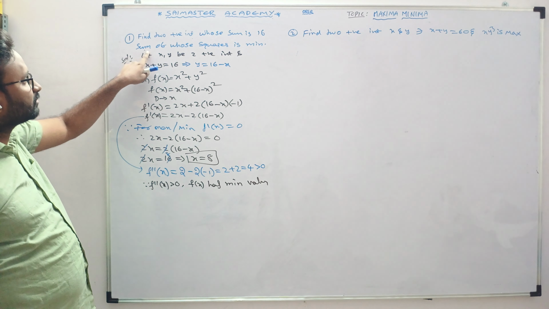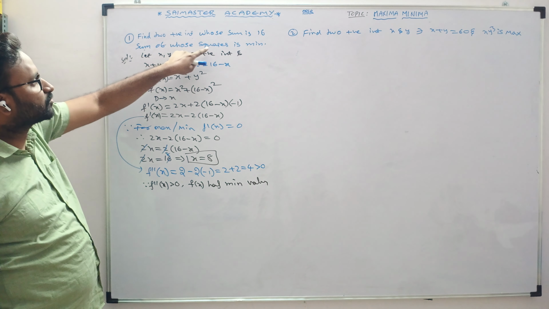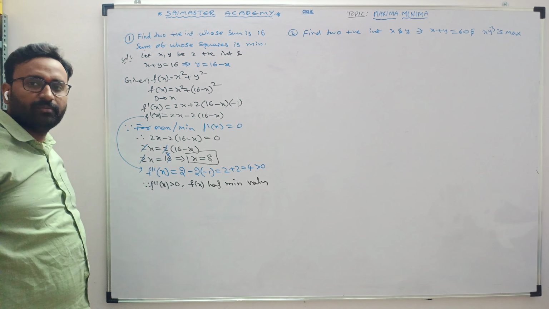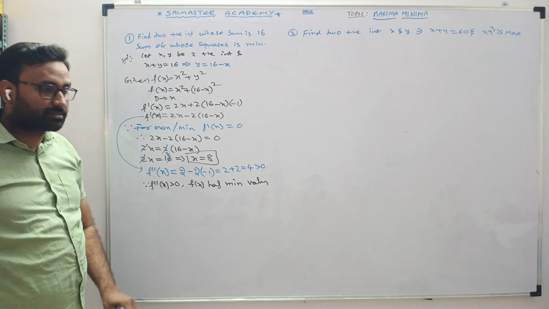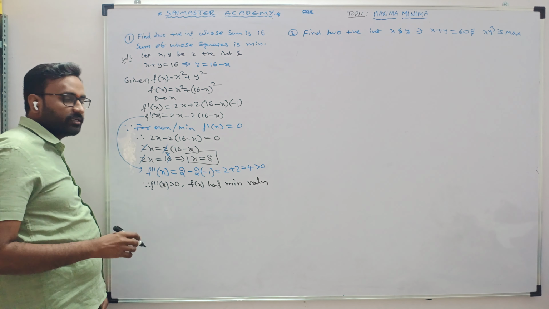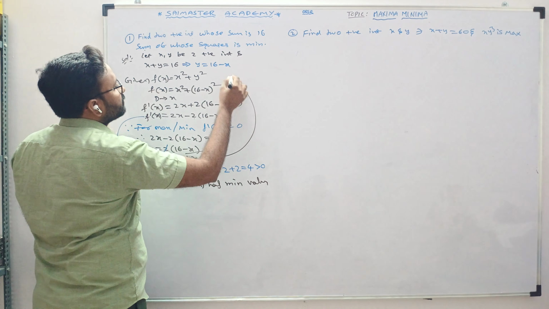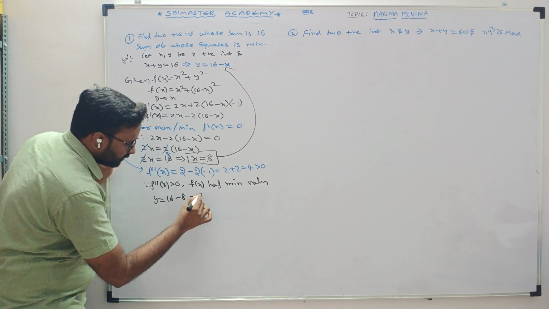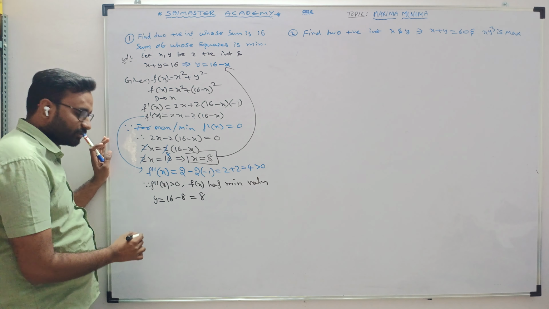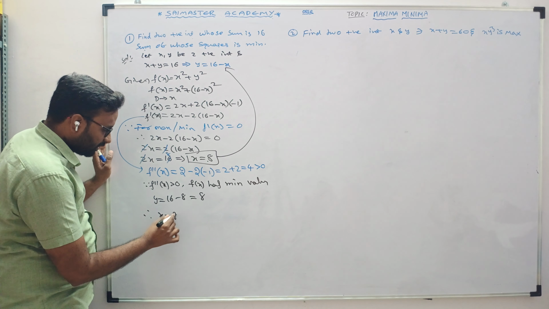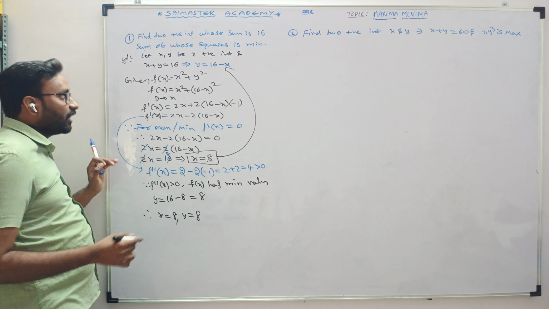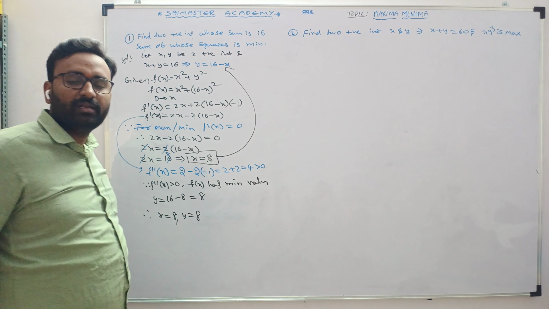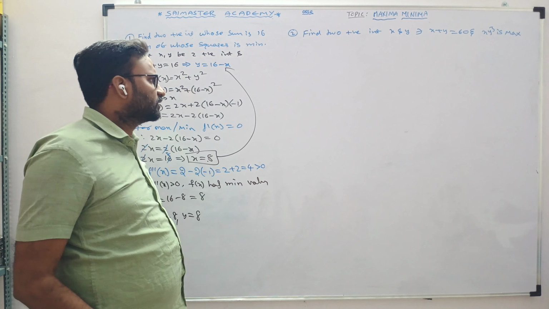He is asking to show that the sum of two squares is minimum, and also find what the integers are. One integer we got is x equal to 8, just substitute x equal to 8 in this one. y equals 16 minus 8, which is again 8. Therefore, x is equal to 8, y is equal to 8, and this has the minimum value. So, this is the solution. Very simple question this is, and very important also.